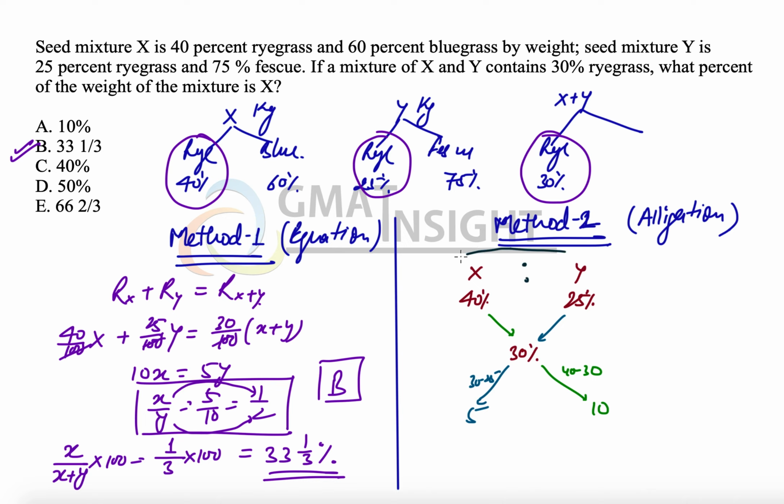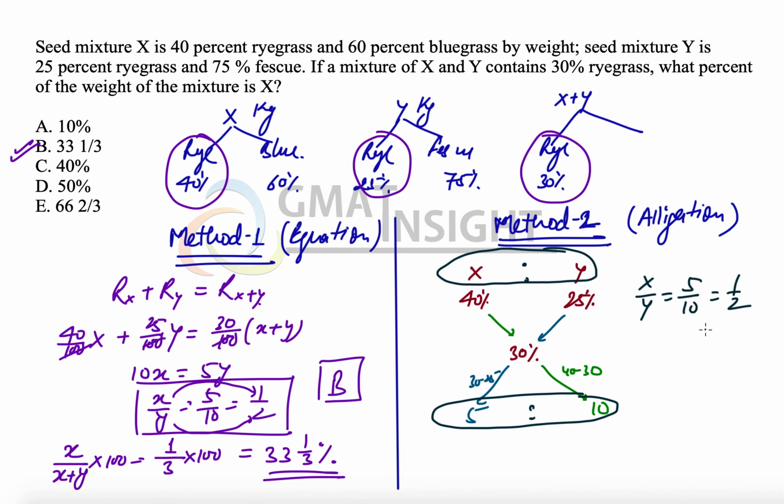And finally what we say is that the ratio of x and y will be the same as this ratio. That means now we can say that x upon y is equal to 5 over 10, which is 1 over 2, and we need to find out x over x plus y times 100, that is equal to 1 over 3 times 100, that is 33.33%. So for sure, the allegation method is much quicker, faster, but the basic concept lies in method 1. So it's important that we learn these two methods in this sequence.